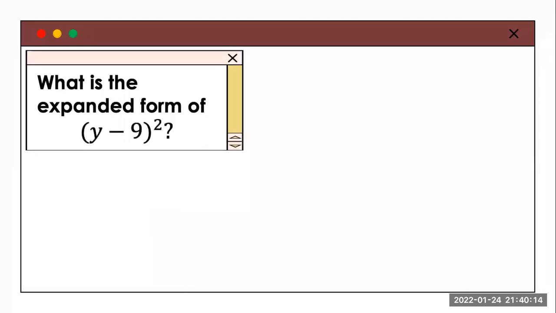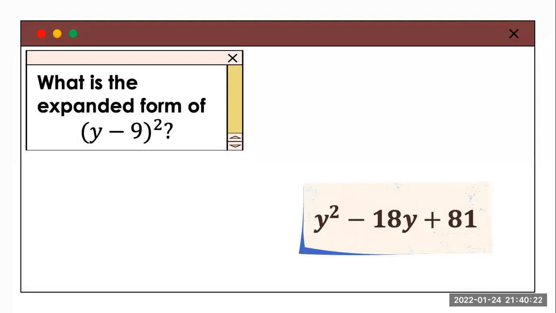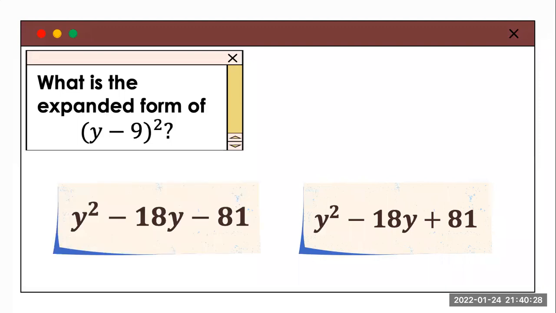Now, try naman natin kay y. Y minus 9 quantity squared. What is the expanded form? Is it y squared minus 18y plus 81? Or y squared minus 18y minus 81? Don't forget, square the first term, square the last term. Yung middle term natin is to multiply together times 2.